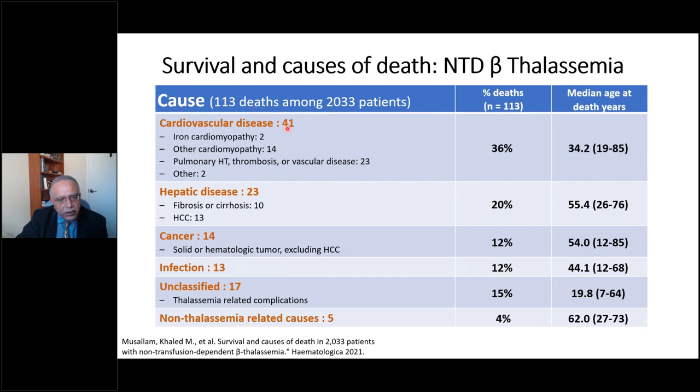And I want to point out that the majority of the deaths were related to either heart disease or liver disease. And the causes of heart disease were only very rarely related to deposition of iron in the heart. In the majority of cases, it was listed as other cardiomyopathy or as pulmonary hypertension related deaths. In the liver, patients either develop cirrhosis or hepatocellular carcinoma.